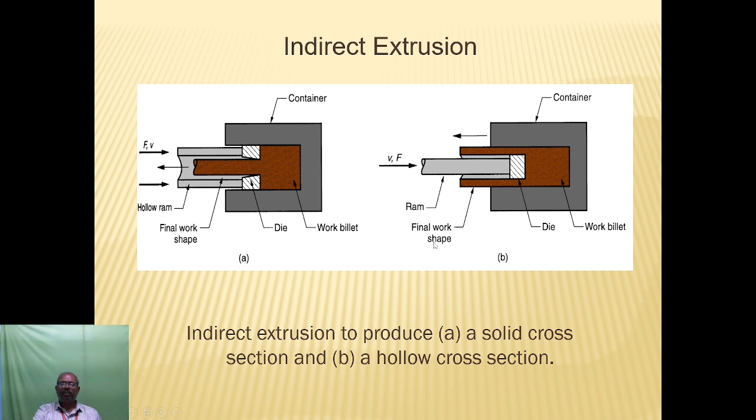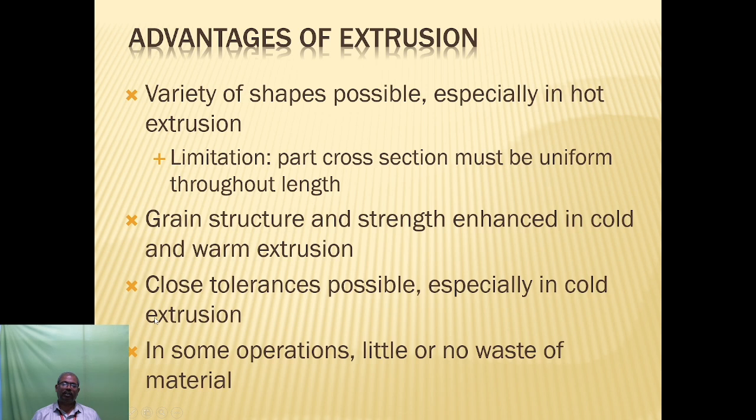The second one is to form the hollow cross section. You can use this kind of indirect extrusion also. So there is a container. We keep the work billet inside the container. There is a die which is connected with the ram. There is a gap between the container and the die. This forms the shape of the tube, the hollow cross section.